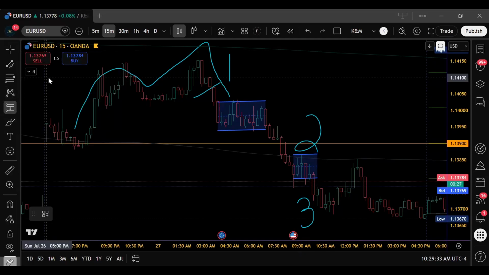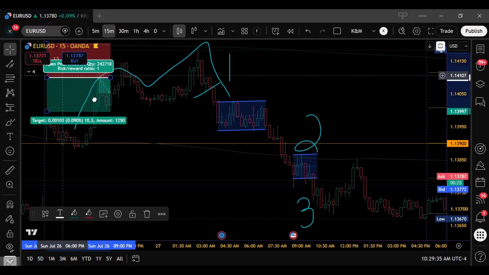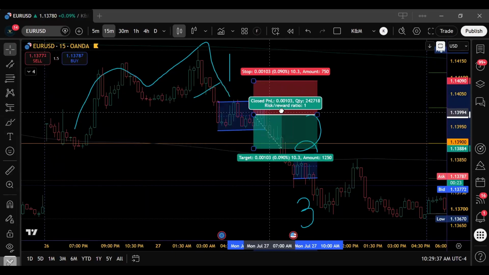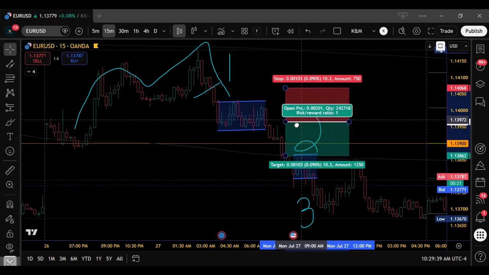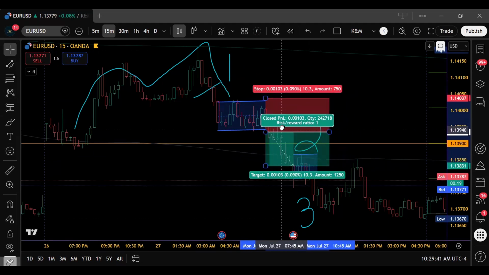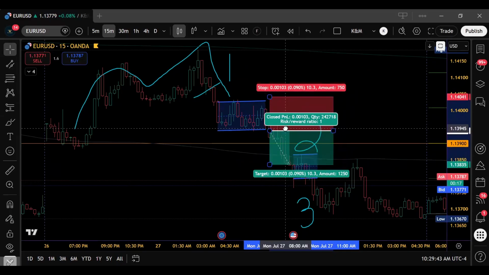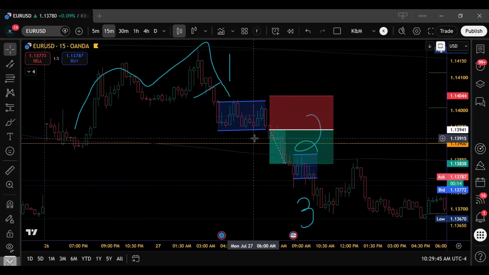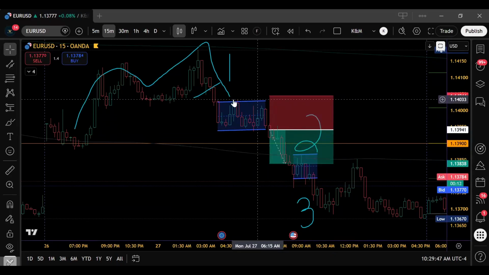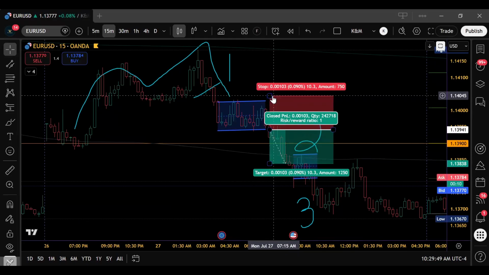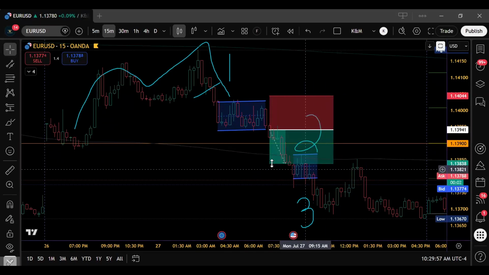So in real time, I will come over here, find my entry, worst case scenario, at the bottom of the consolidation zone. Stop loss above the consolidation zone. This is a one-to-one risk to reward, which means we could have took our trade, got down here, and we would have been at a one-to-one.